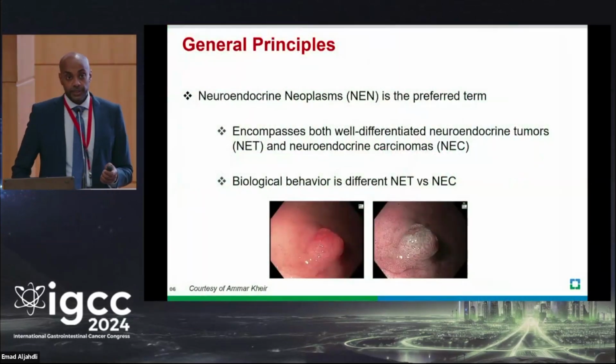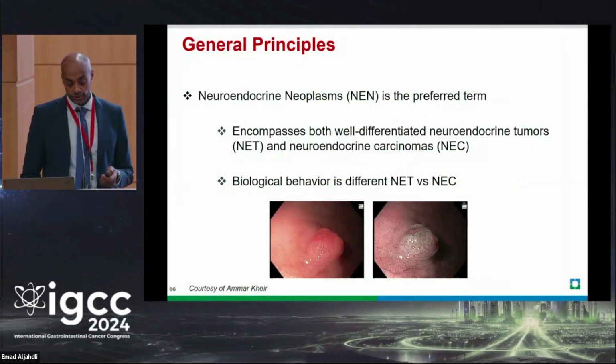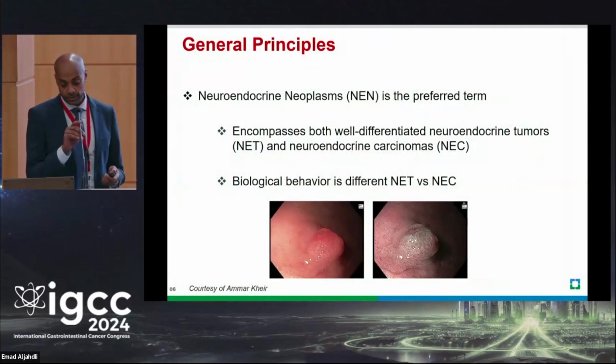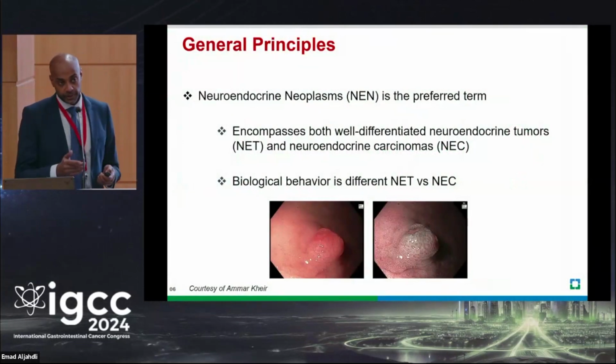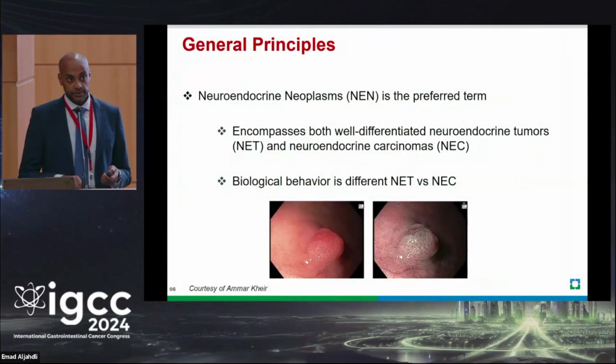So we like the term neuroendocrine neoplasms more than neuroendocrine tumors because it encompasses both well-differentiated neuroendocrine tumors, which are the majority, the ones we see, and also neuroendocrine carcinomas. We know that these are biologically different, so neuroendocrine tumors are indolent and non-functioning, while the neuroendocrine carcinomas are a very different disease.